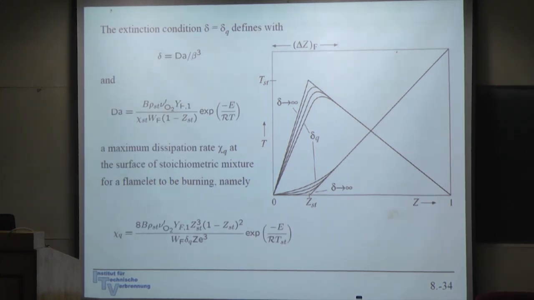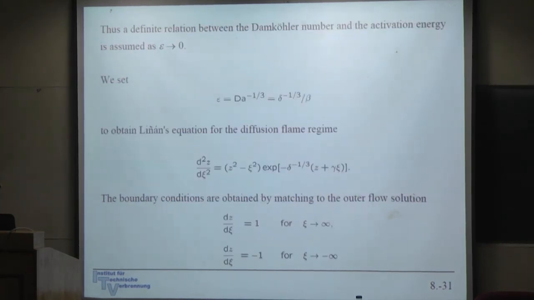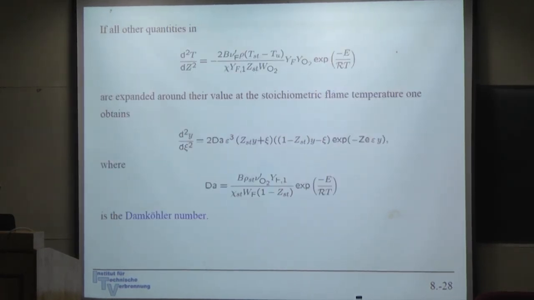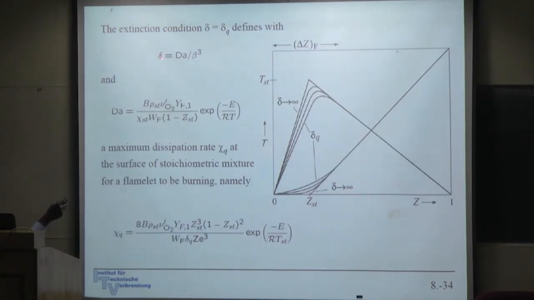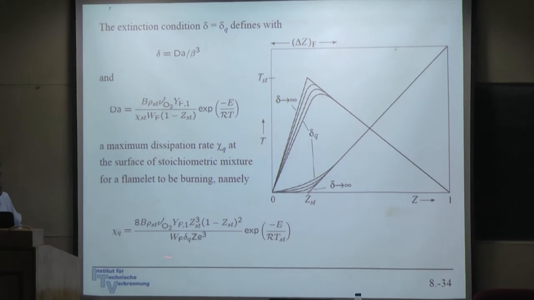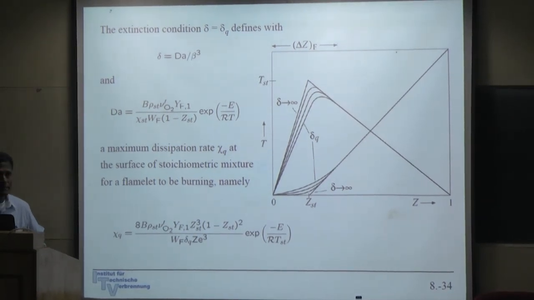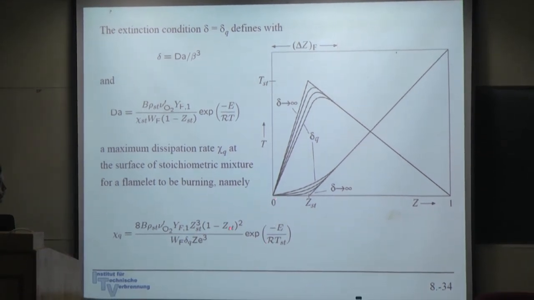Now one can go back. Remember that we have defined this Damköhler number, and then you have the number delta, and remember that this delta was actually 1 minus gamma. If you put all that together, you can get the scalar dissipation rate. So this is a prediction, and that's the final result. This gives the scalar dissipation rate at extinction for the flame, right? So that's the extinction scalar dissipation rate, the quenching scalar dissipation rate.